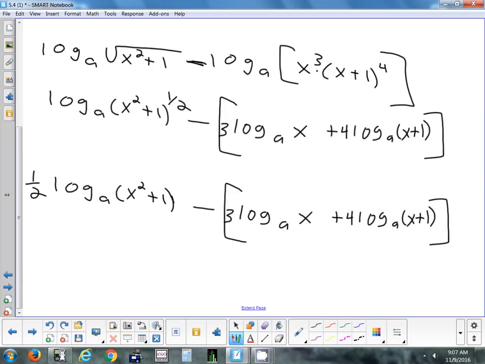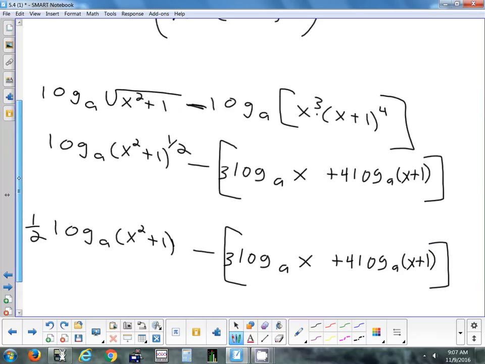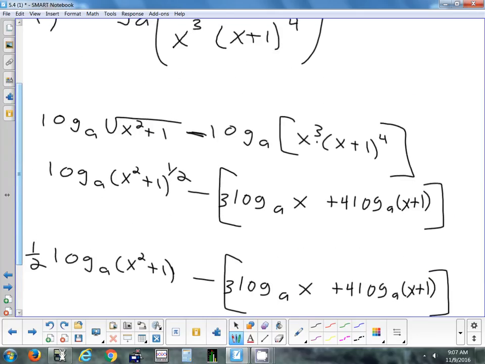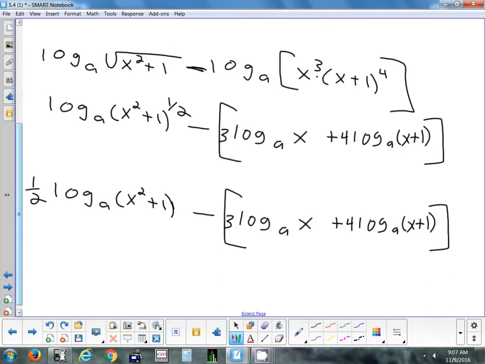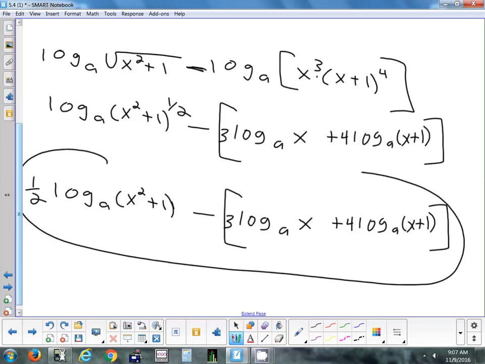That's the mistake a lot of people make when it says to express powers as factors, they miss the hidden power in the square root. So always change your square root to a 1/2 power. Okay, and that's about as complicated as it can get for splitting logs apart. And that's a good place for the final answer. If you wanted to distribute the negative, you could write minus 3 log base a x minus 4 log base a (x plus 1). Or leave it like that.